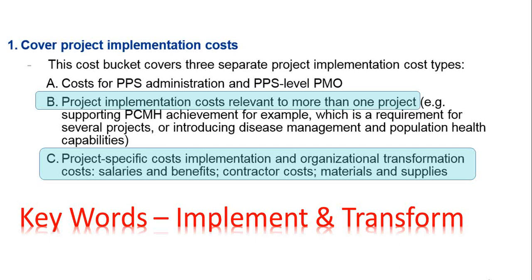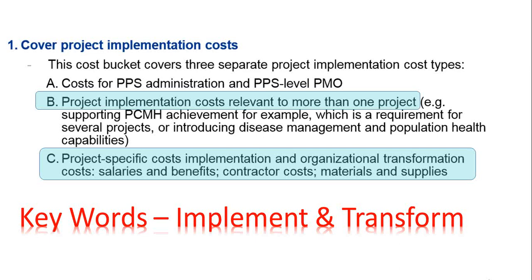Letter A, cost for the PPS administration and the PPS level PMO. That's really for the AHIs of the world. That's our cost of administering the program and running the project management, those types of costs, which will be budgeted by the PPS and, of course, approved by all the governance committees here. The next 2 sections are the ones that are really relevant for this group and this process. Letter B is your project implementation costs relevant to more than one project.